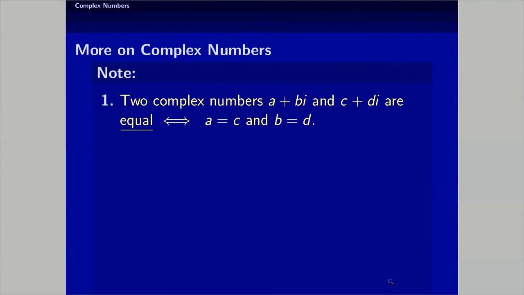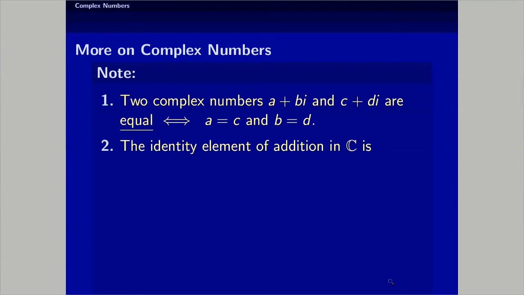Note number 1. If you have two complex numbers and they are equal, therefore, their real parts are equal and their imaginary parts are also equal. Alright? Okay. Next. We have this identity element of addition in the set of complex numbers. So, what is this identity element of addition?